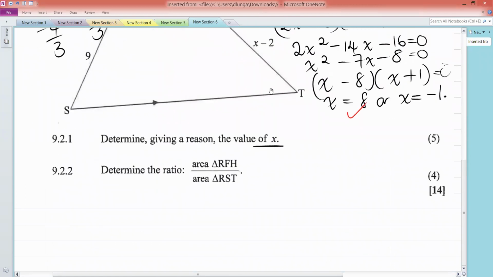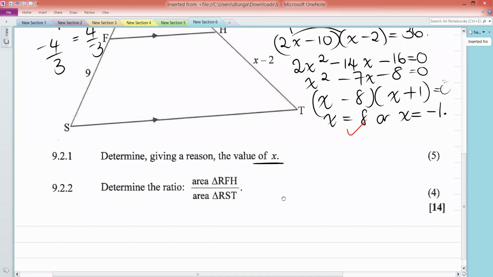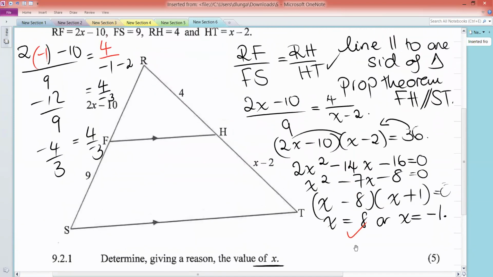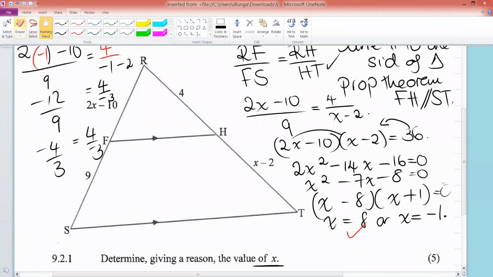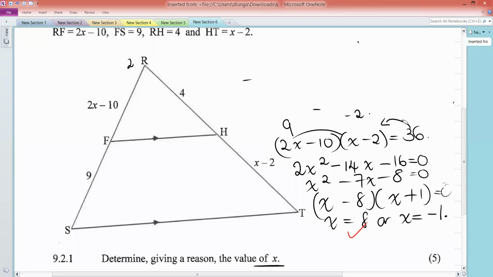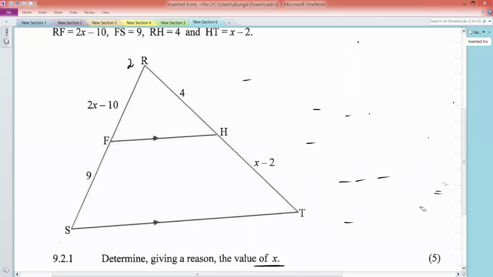Now determine the area of triangle RFH over area of triangle RST. So for this one, we're going to use, let me just erase this here. What can we do for area and whatnot? That's the area rule. So we can use the area rule.